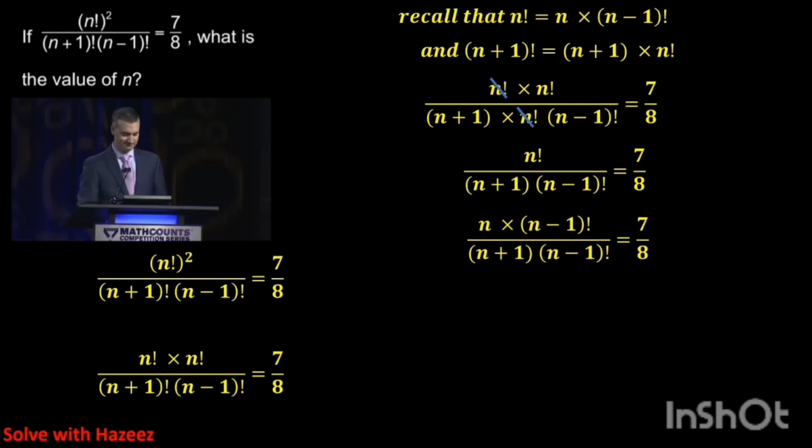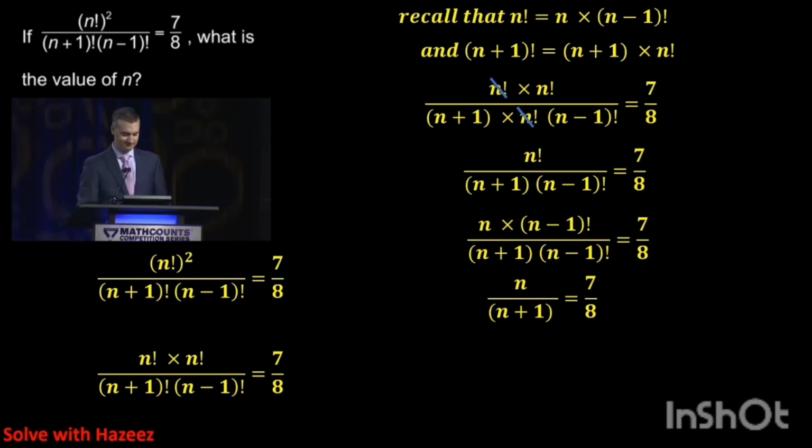How did we arrive at this? Don't forget the meaning of n factorial. It means n multiplied by n minus 1 factorial. So we substituted for the value of n factorial again. So with this, n minus 1 factorial at the numerator will divide n minus 1 factorial at the denominator. So we are going to be having n over n plus 1 is equal to 7 over 8.